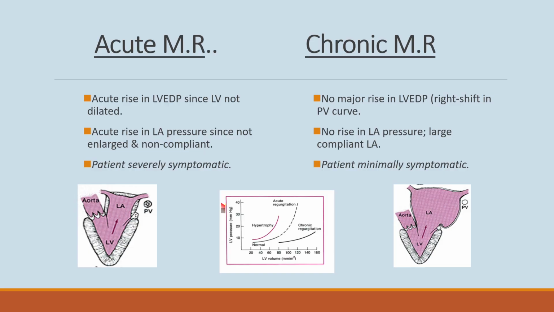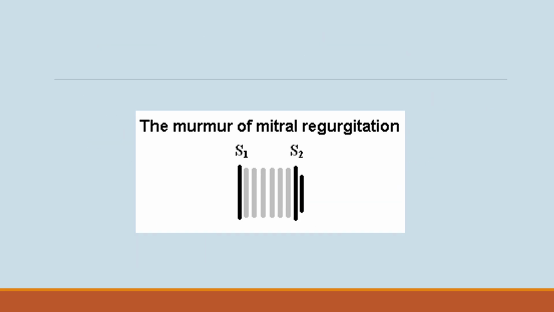However, in chronic mitral regurgitation, as we said, the pressure volume curve in the left ventricle has moved to the right, so there is no major rise in LVEDP, left ventricular end diastolic pressure, and no rise in left atrial pressure because the left atrium is compliant and the patient does not have a lot of symptoms. So people can have severe mitral regurgitation with no symptoms.